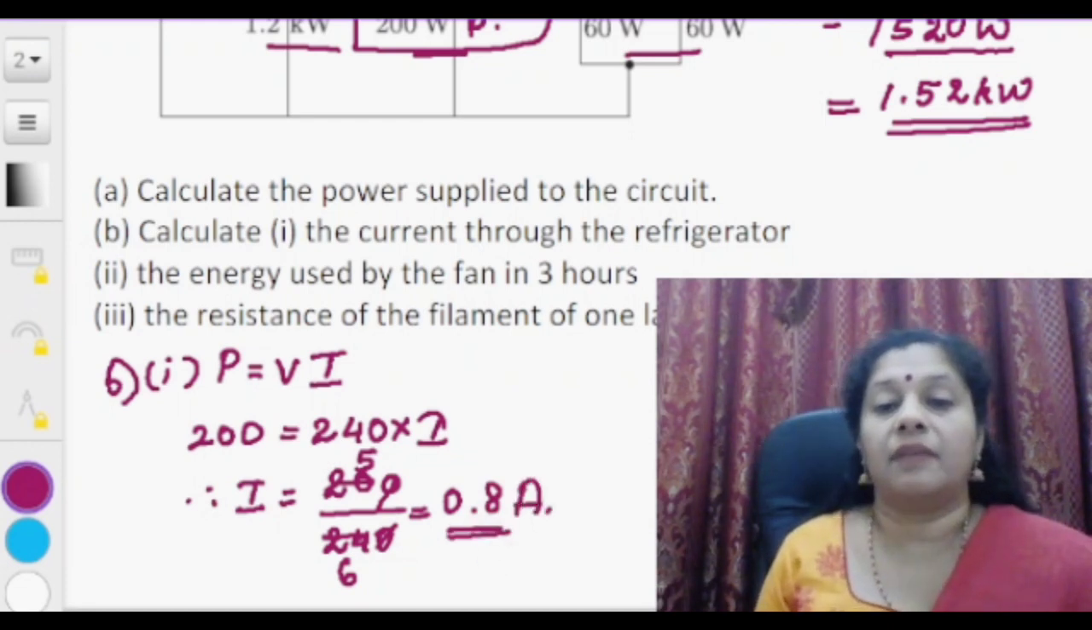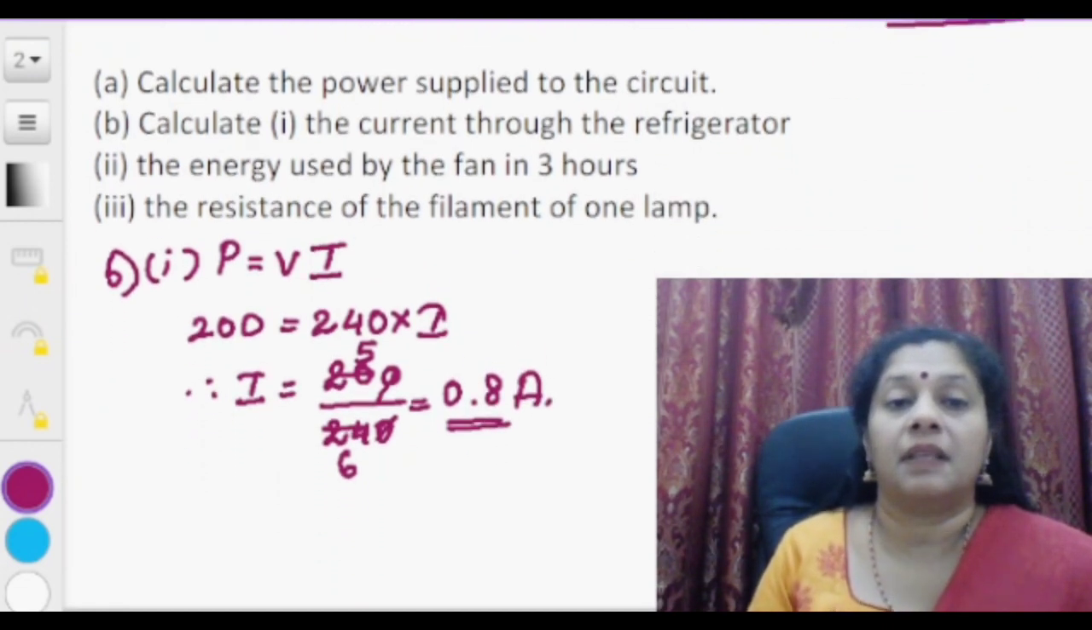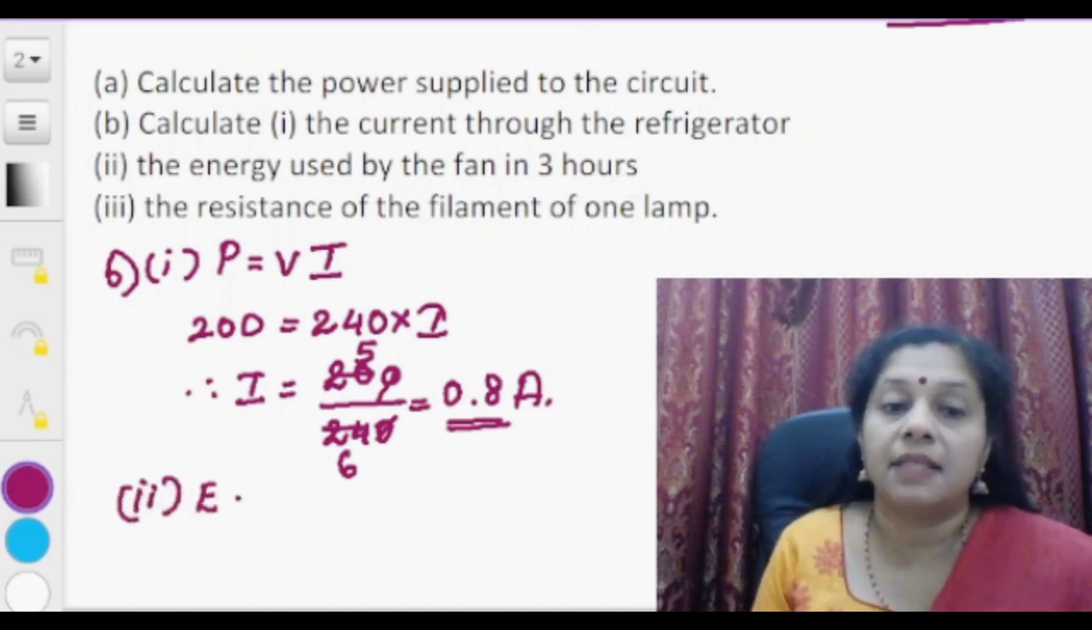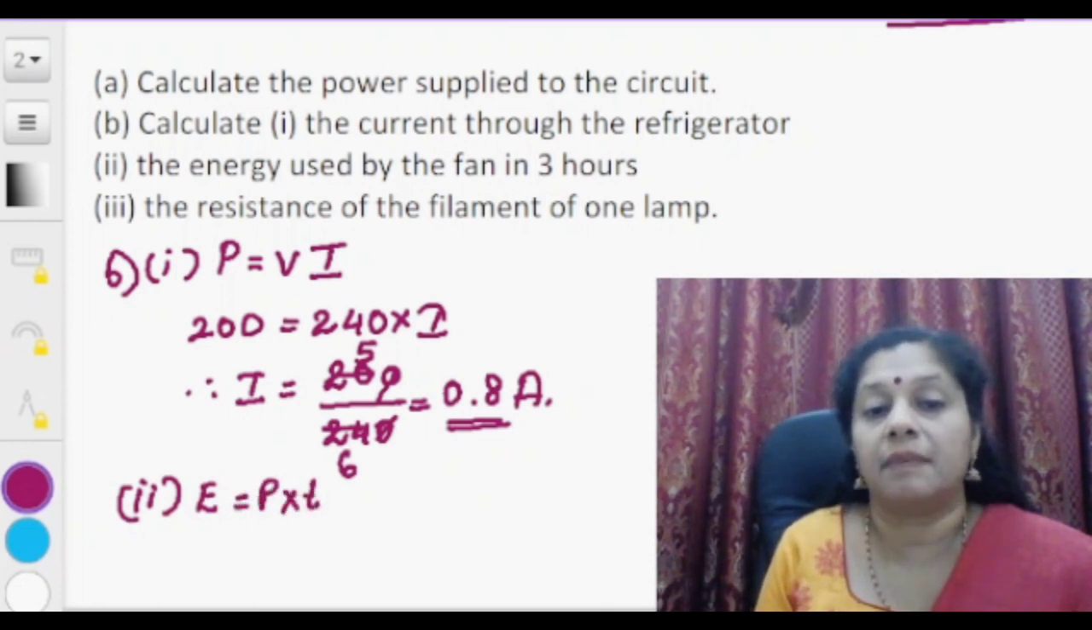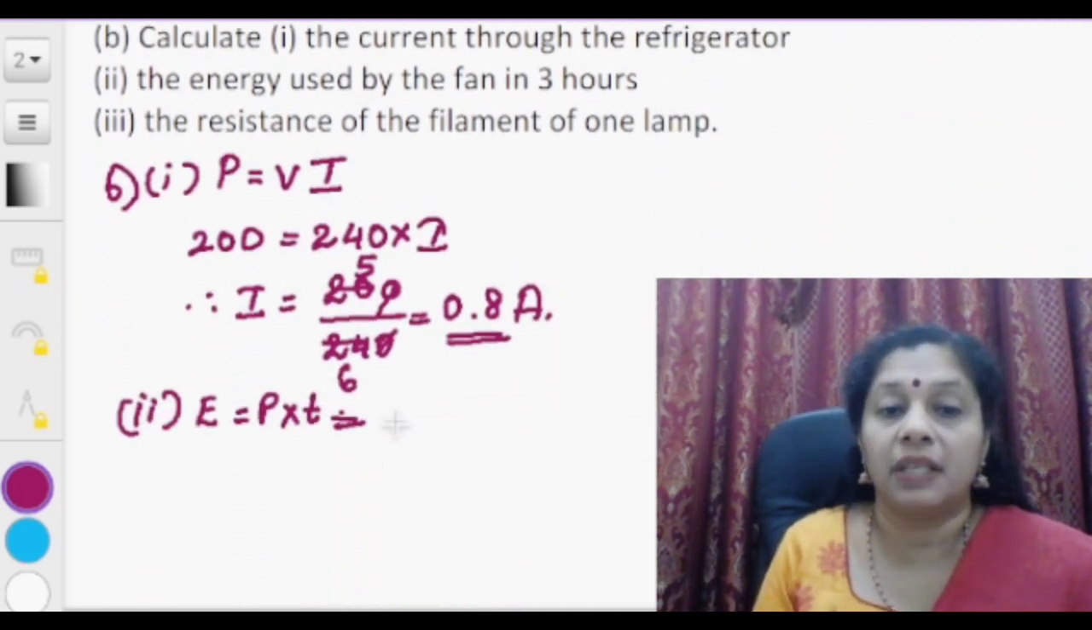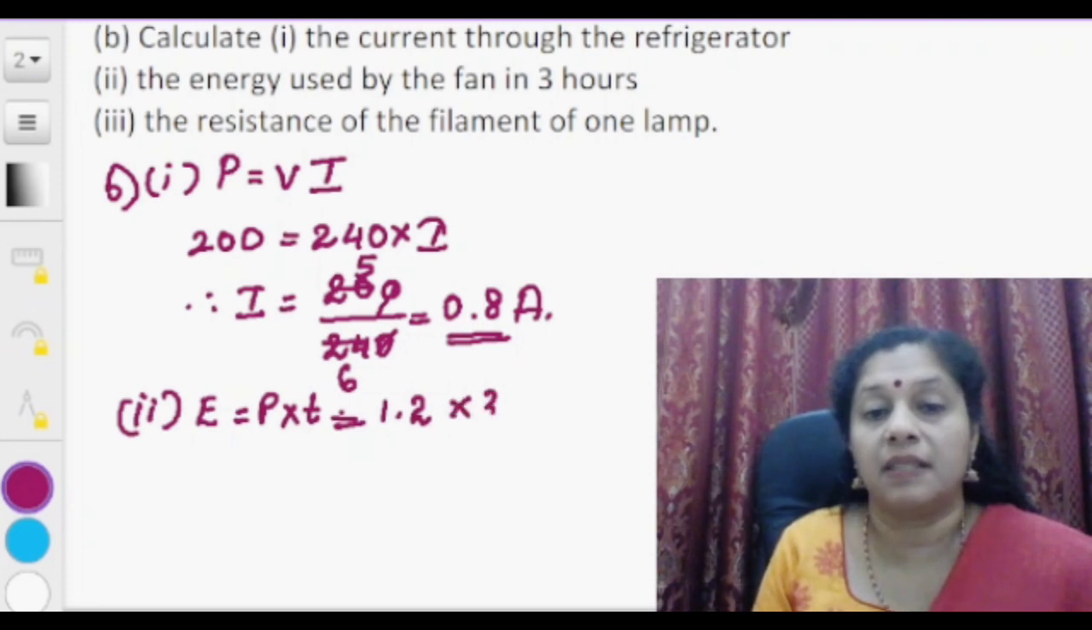0.8 ampere of current is passing. The energy used by the fan in 3 hours. So how will you calculate energy? Energy means power into time. So what is the power of the fan? The power of the fan is 1.2 kilowatt into how many hours? 3 hours. So we will get 3.6 kilowatt hour.